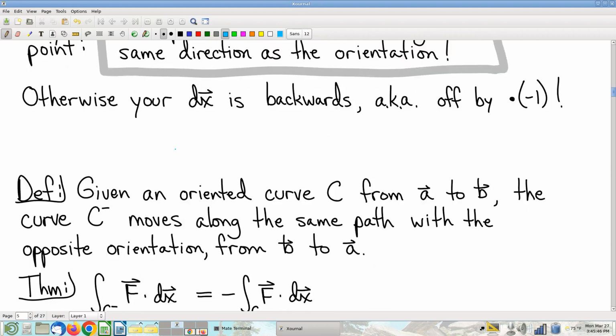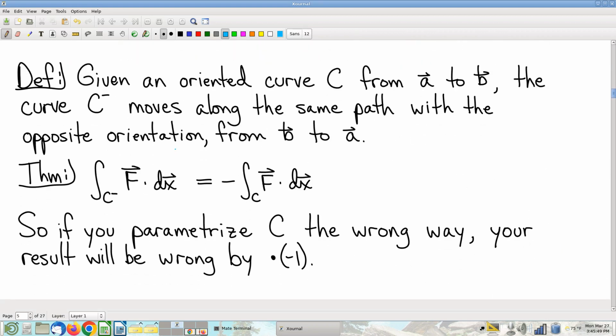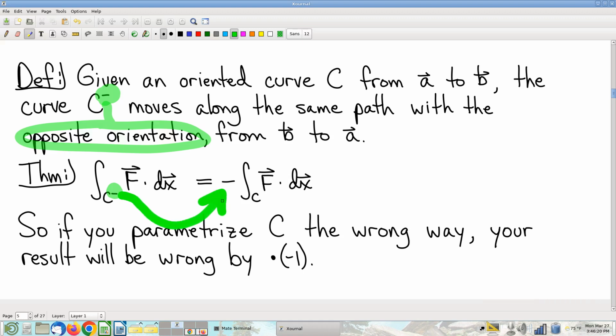But here's another way to say it. Not only will you get the wrong answer, you will get a predictably wrong answer. Now, to state this completely, I'm going to introduce a notation. This is the book's notation. A superscript of a minus sign is going to be our notation for taking a curve but orienting it the opposite direction. With that notation noted, when you go the wrong way through a parameterization, you're just going to get an integral value that's off by exactly a factor of -1.